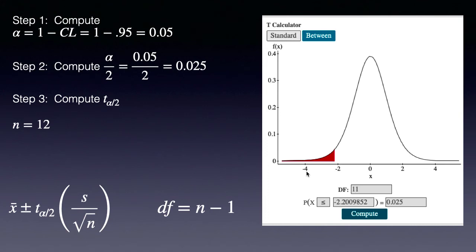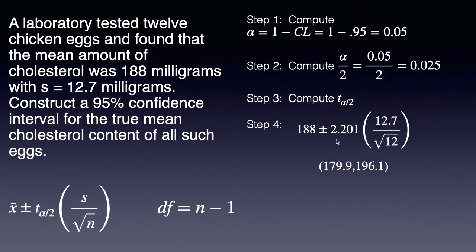All right, now that we have our t-score, we can plug that in. Notice we get 188 plus or minus 2.201, since it's common to round to 3 decimals, but make sure you follow your instructions in StatCrunch, times 12.7 over root n. If you do this manually, it becomes a calculator question, which again I don't recommend, but we get 179.9 to 196.1.